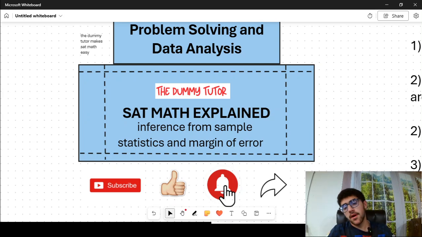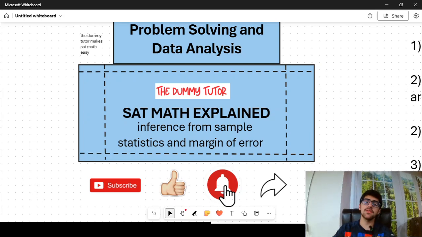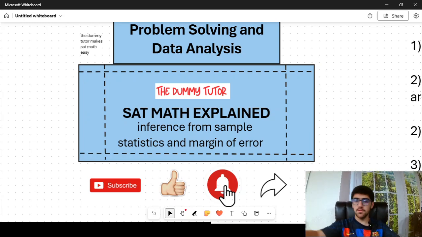Today our topic will be about inference from sample statistics and margin of error, which is within the problem solving and data analysis domain. After this there's going to be one more video for problem solving and data analysis. Then we're going to move on to the geometry domain, where we have 4 videos, and then that will be it for SAT Math Explained.